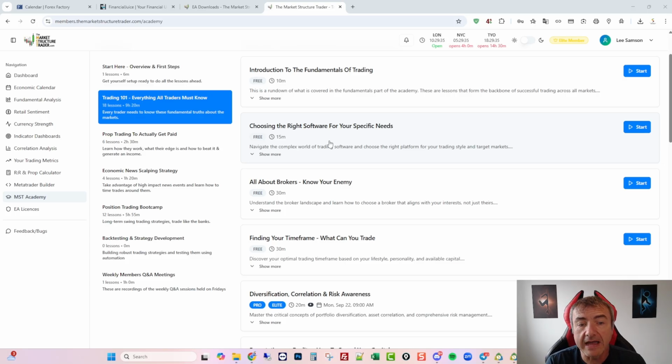We're also going to look at brokers. This is the next lesson down, all about brokers: know your enemy, as I call it. Brokers are basically a necessity in trading. They're not your friend, but they are a necessity. So you need to understand how brokers work, how they make their money, and what they do.